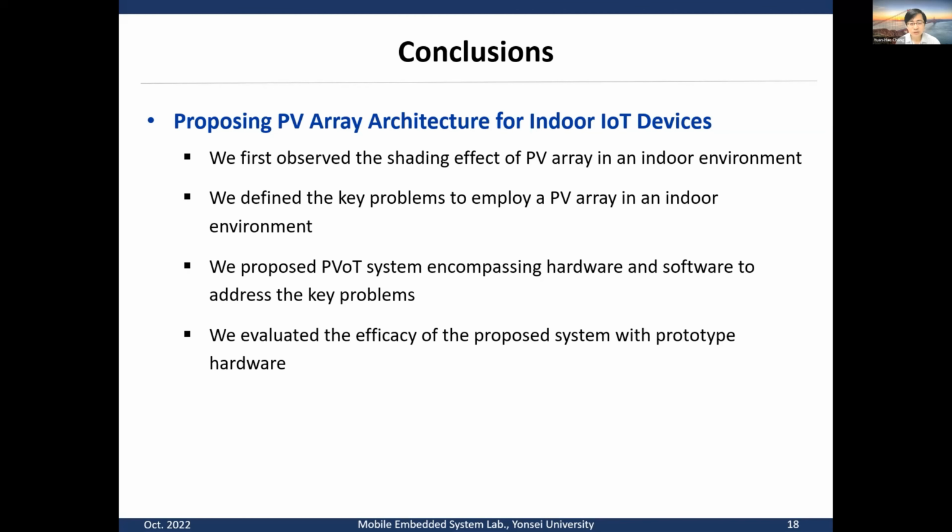My first question is that the PV array architecture is very interesting, because it enables the harvesting system to measure the PV status and has reconfigure capability. But what's the hardware and the energy overhead of reconfiguring the power of the system?